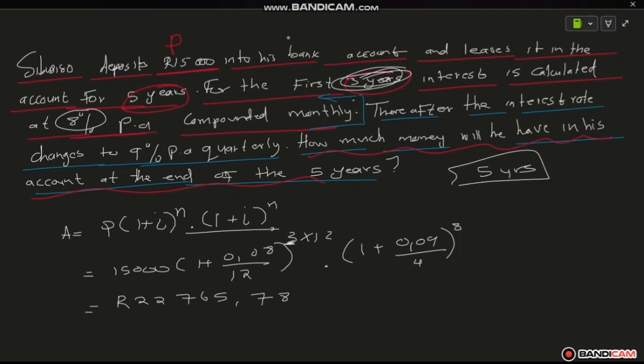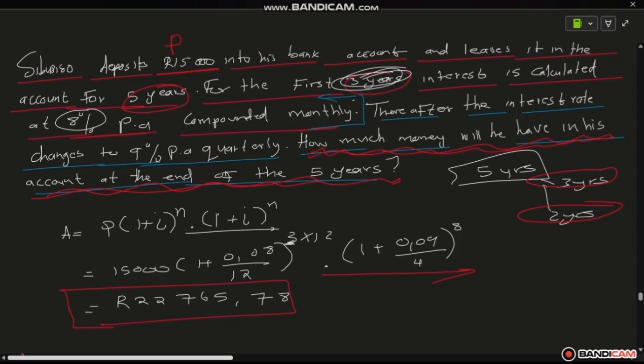So at first we are given the 3 years, then these 2 complete the total number of years, which is 5. I hope it makes sense. So at the end of the 5 years, we are only left with the 2. Then when you combine 2 and the 3, they give us 5 years. So we're moving forward, because how much money will he have? So he will have 22,765.78 rands.